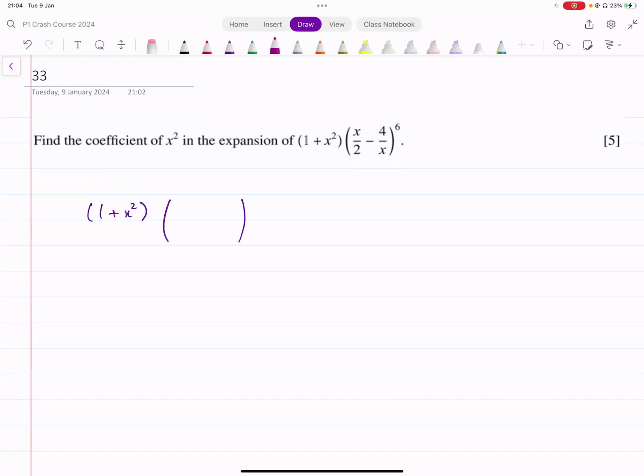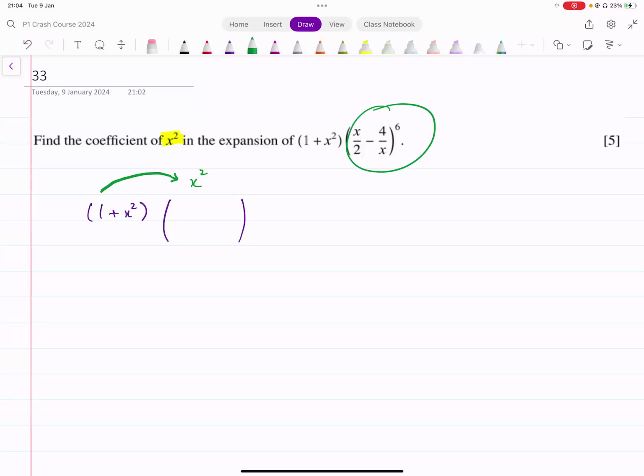Now, rather than having to expand the whole thing, what we do is we figure out which terms are going to give us x squared, because that's the only thing that we're looking for, right? We're just looking for the coefficient of x squared. So we figure out how are we going to get to this x squared, right? That's what you want to figure out. We have 1 here and we have x squared here. What do we multiply 1 by to get x squared? Which power of x do we need to multiply 1 by to get x squared? We need to multiply it by x squared, right? So that's one term that we need from this expansion.